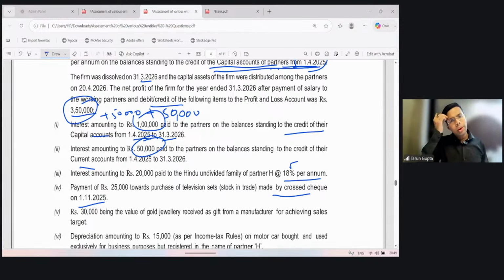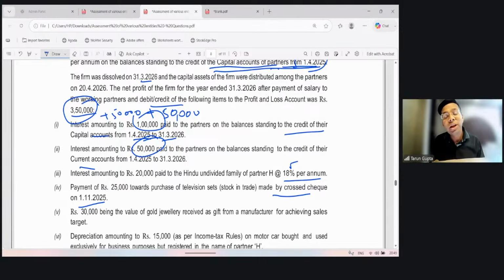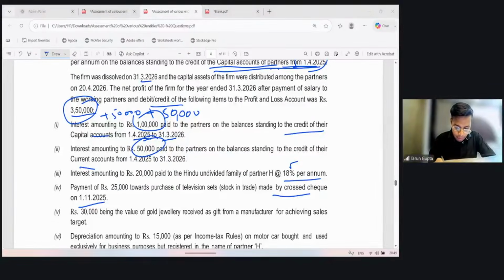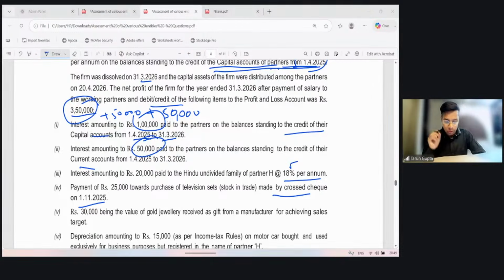So Umang, for you, even though the partners have received interest of 1,50,000, they will be taxed only in respect of 50,000, the 50,000 which is actually allowed to the firm. Out of the 1,50,000, I have disallowed 1 lakh. So only 50,000 shall be taxable in the hands of the partners, the amount for which the firm has been allowed a deduction. Okay. Got it. Chalo, thank you.